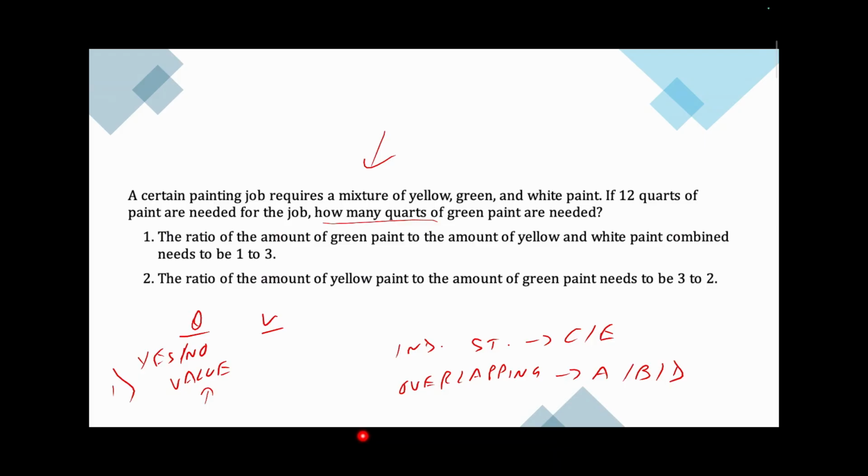You see, all this is already there in my head. And in this case, what do we have? The first statement says the ratio of the amount of green paint to yellow and white combined needs to be 1:3. And the second says the ratio of amount of yellow to amount of green needs to be 3:2. So kind of overlapping statements because they both talk about yellow and green. The first one also talks about white. But this is what I call overlapping statements. Independent would be if the first statement spoke about the ratio of green to yellow, and the second spoke about the ratio of green to red, let's say. That would be independent statements.